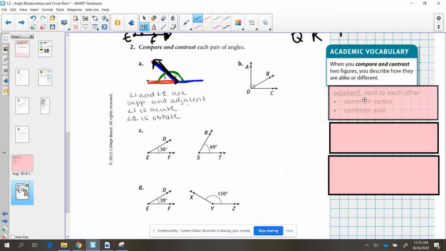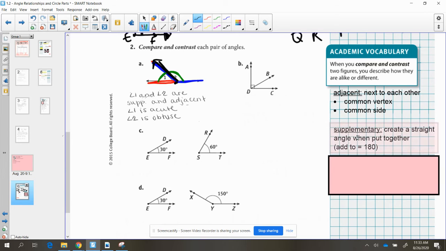So I would like you to take a moment to write down those 2 vocabulary words. Again, adjacent means that the angles are next to each other. They share this ray here. And supplementary means that the angles added together here are a straight angle. They're 180 degrees.